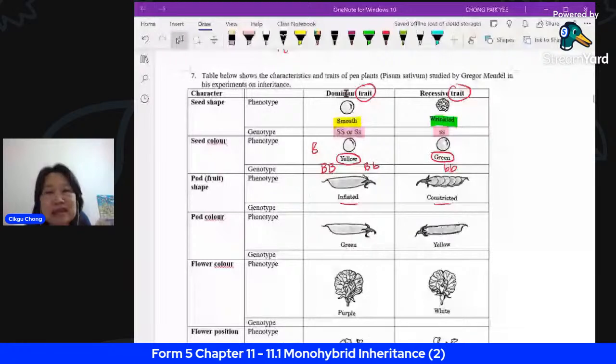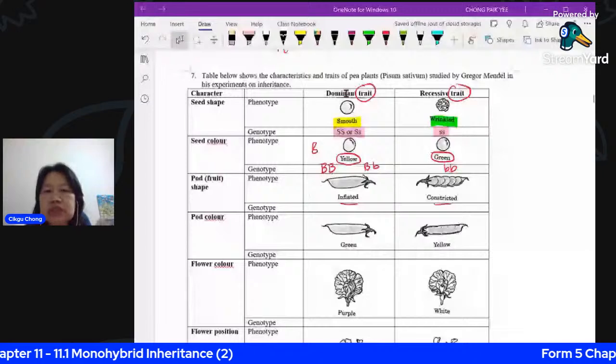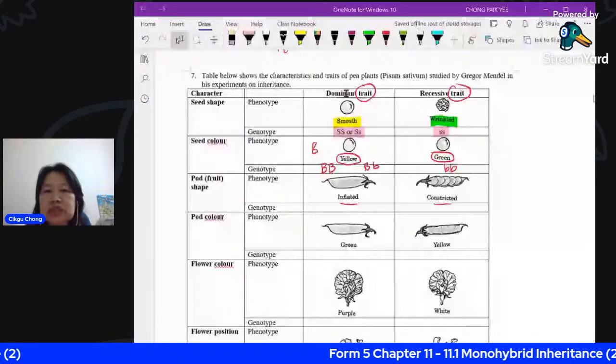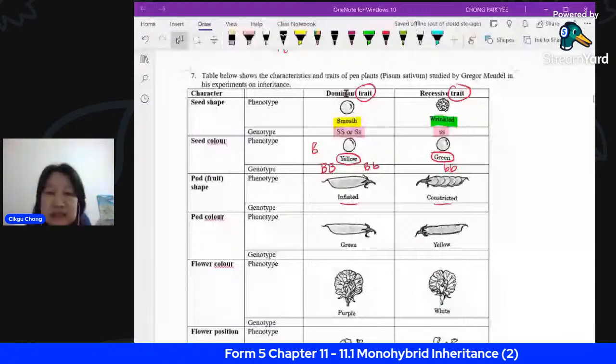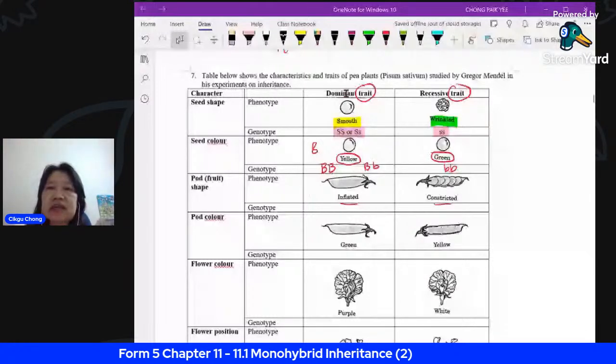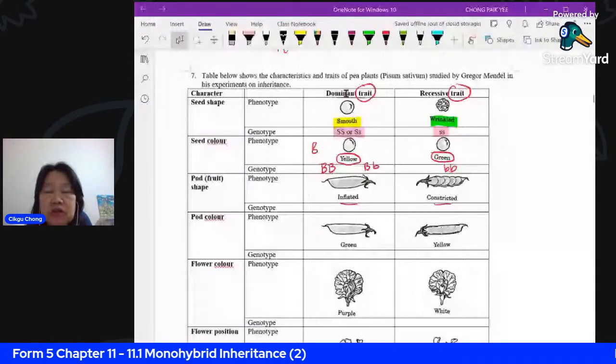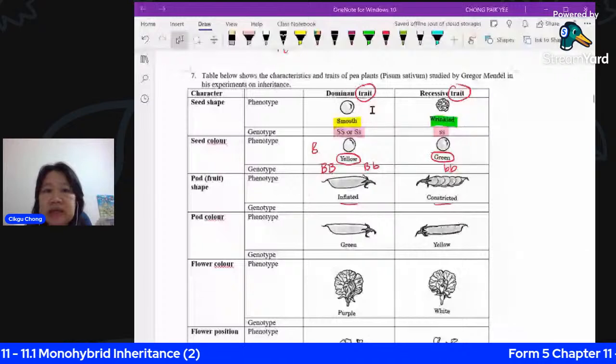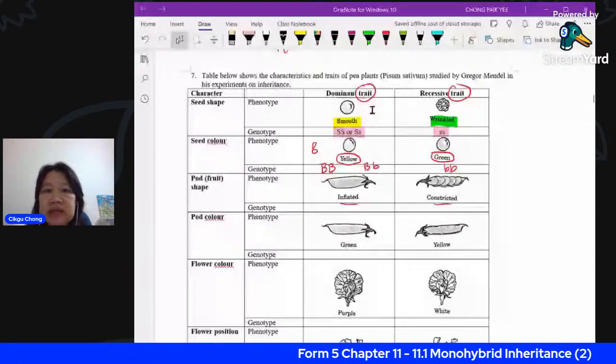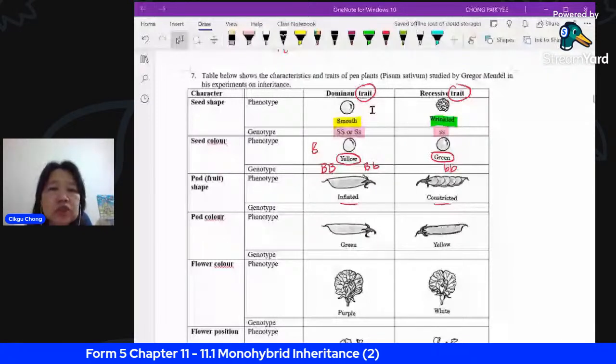So what he did was he took different characteristics, for example, smooth seed and wrinkled seed, and then he crossbred them. He wanted to find out how many percent of the offspring, meaning the next generation, will show the smooth trait, and how many will show the wrinkled trait. So he did a lot of investigation.